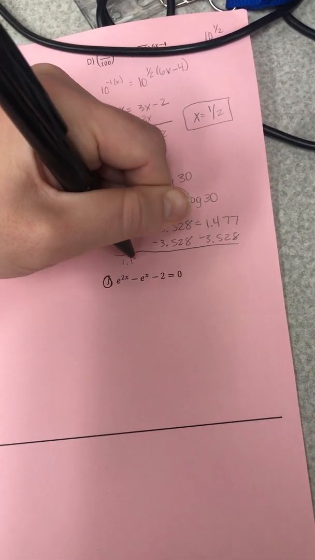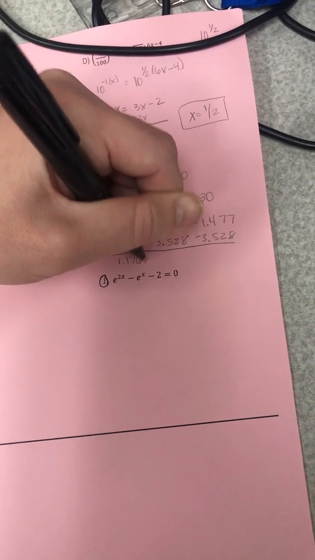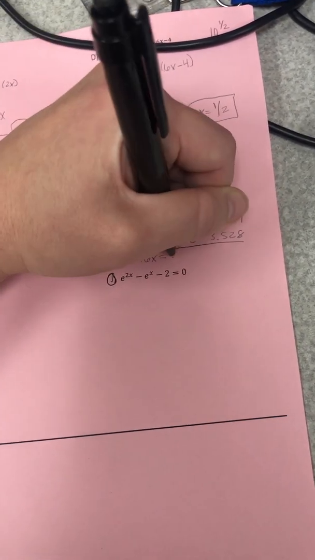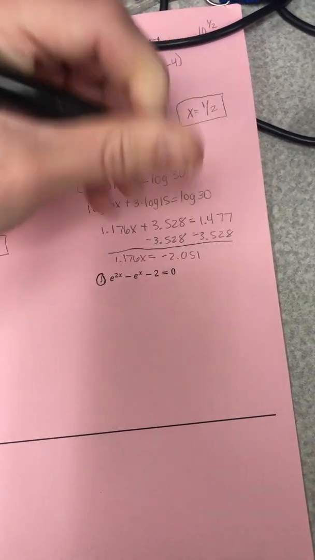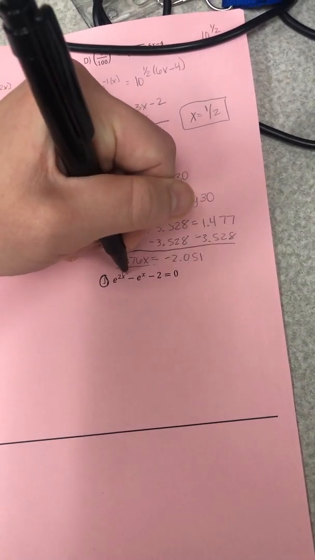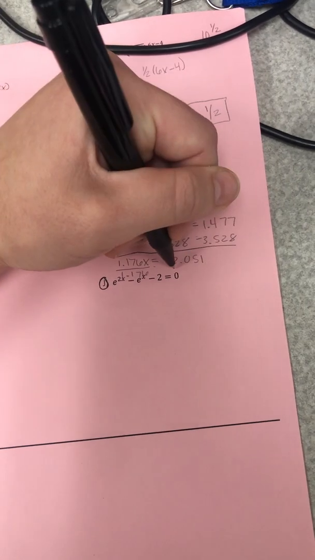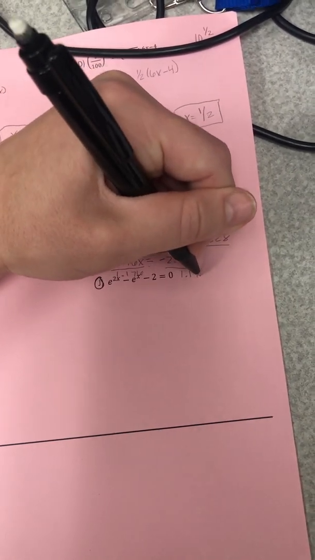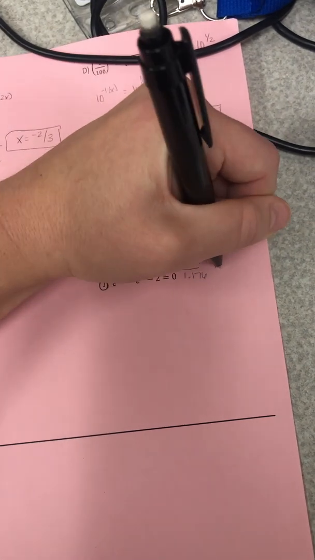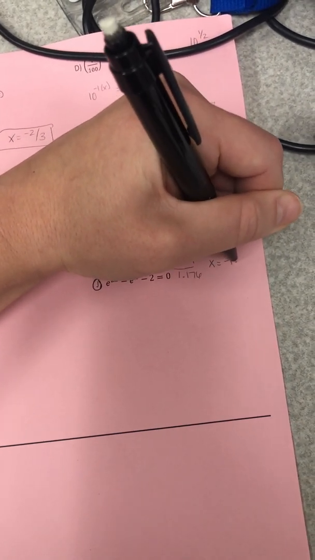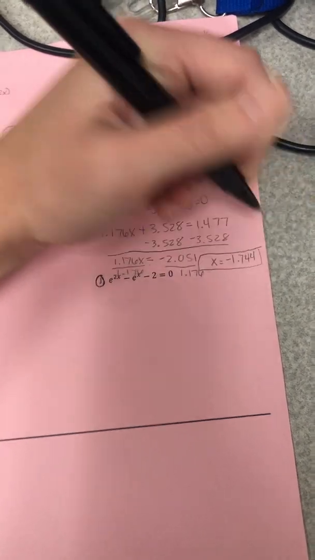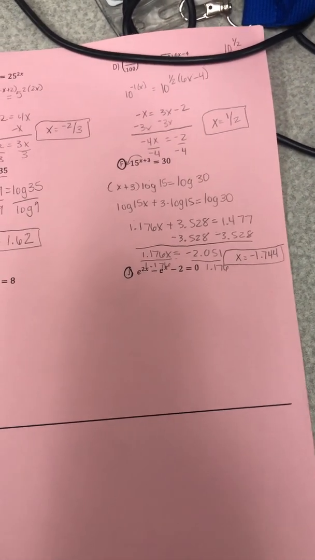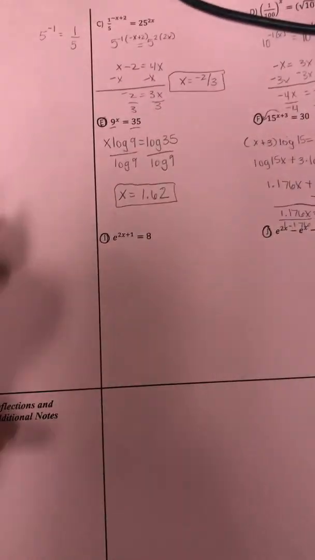And end up with 1.176x is equal to negative 2.051. Once I divide, running out of room, our x is going to be a negative 1.744. Okay? Sweet, let's look over here.